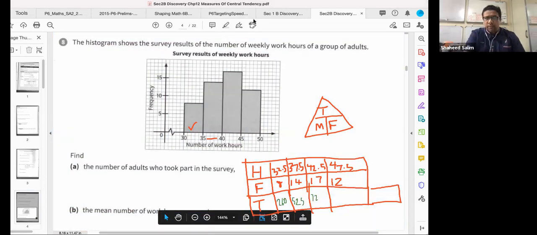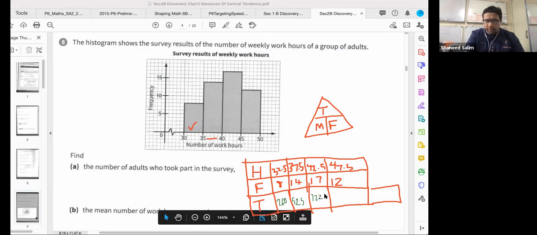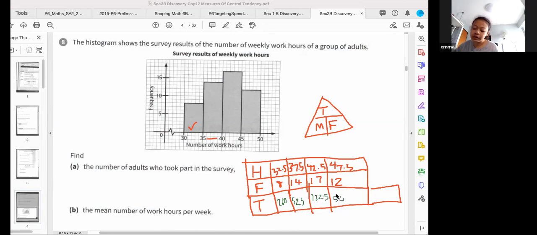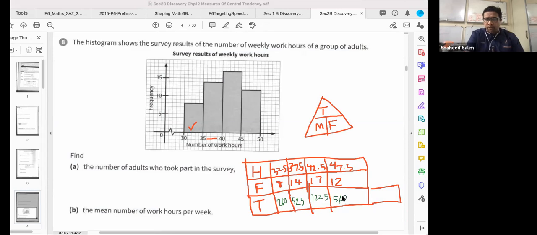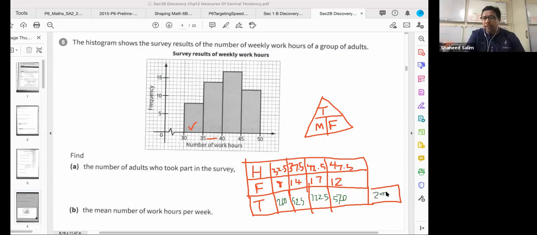Let's hold on. So 722.5. And then do you add all this up now? How much do you get? 4126. Something wrong now. Cannot be 4126. 2077.5. That's the total.